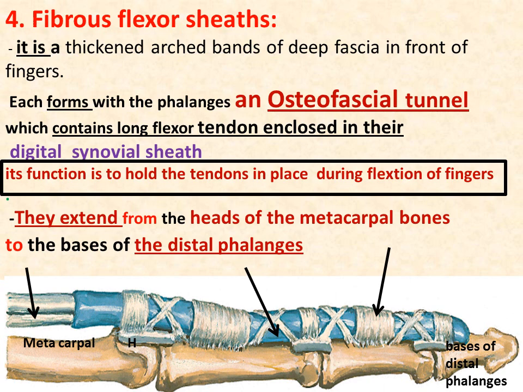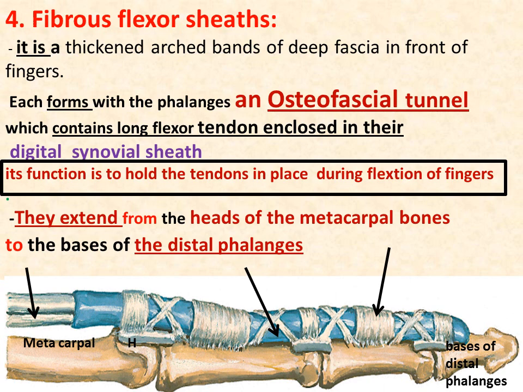It represents thickening of the deep fascia in the form of arches in front of the finger, which together with the bone of the phalanges, forms an osteofibrous tunnel containing the long flexor tendons within their digital synovial sheath.